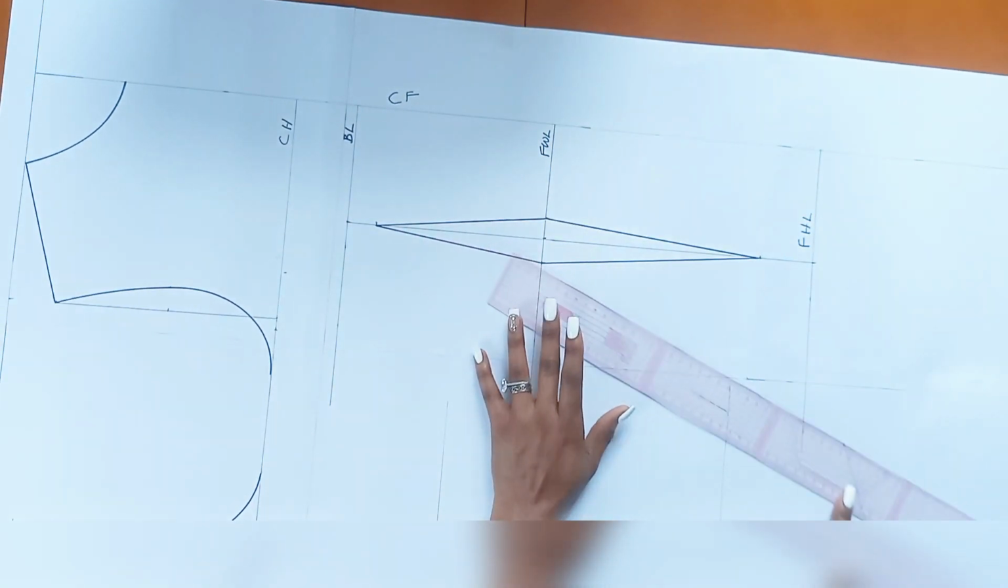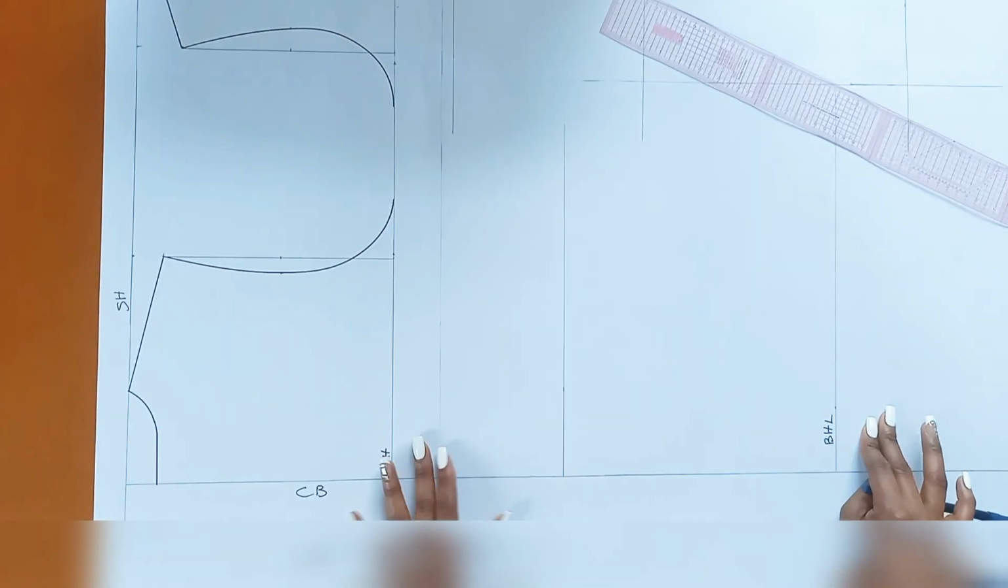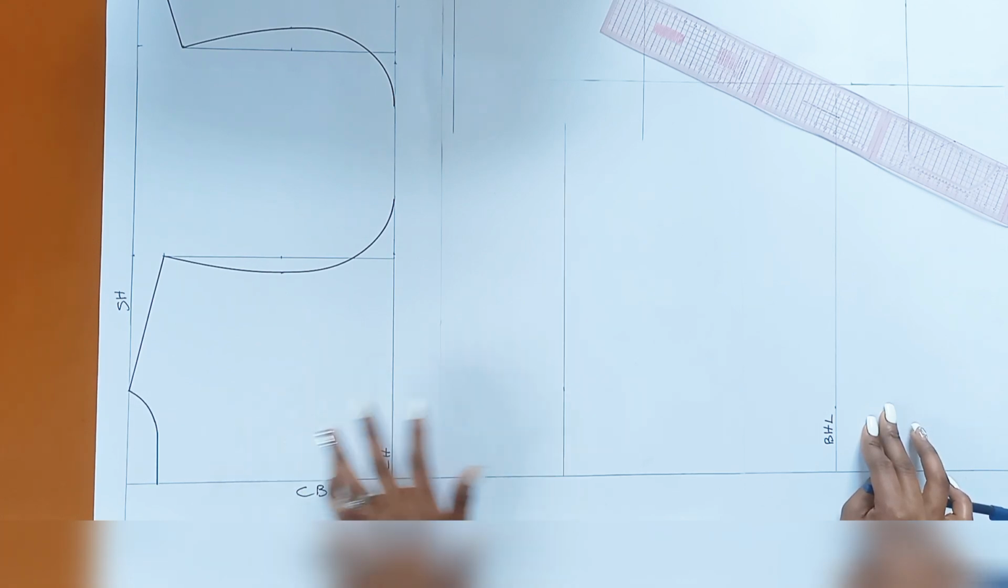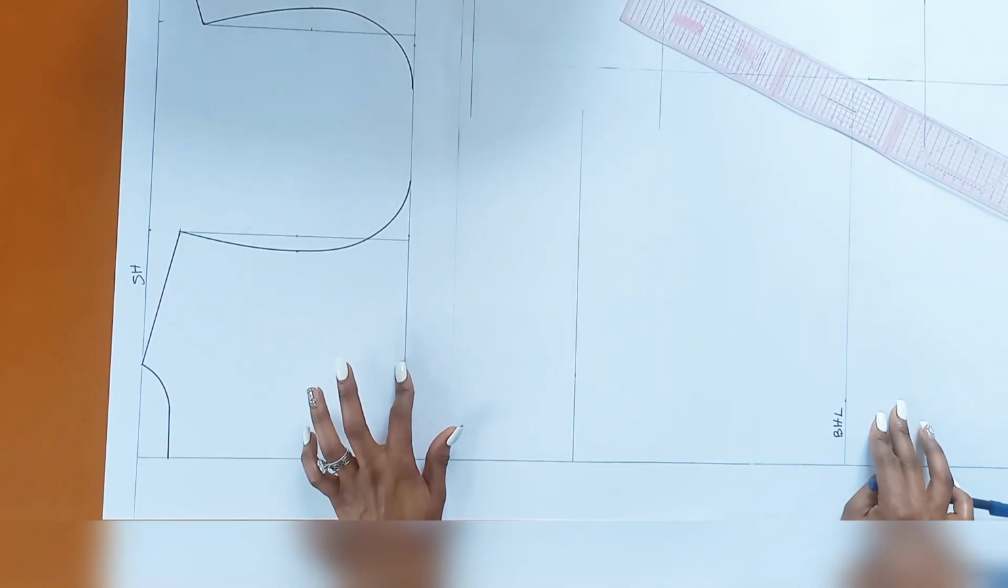So that's my front darts. So we're going to do our back darts next. For our back darts, we're going to be starting on the chest line, because obviously we do not have a bust line on the back side of our bodies. So we're going to be starting on the chest line.